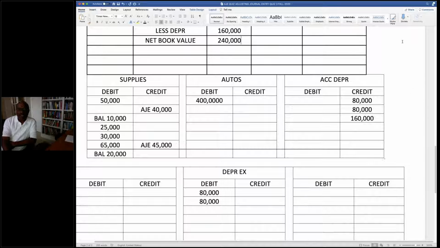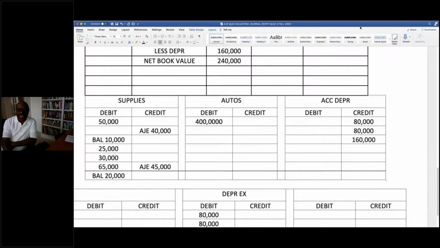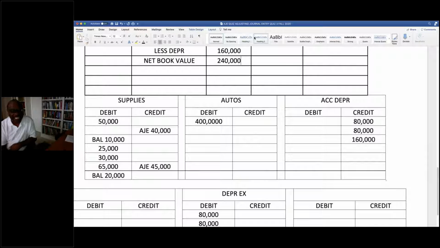Let's move on to the statement of cash flow. And what did I tell you about the statement of cash flow?